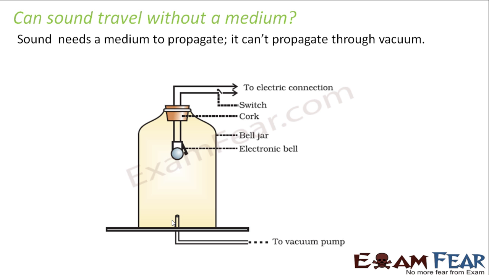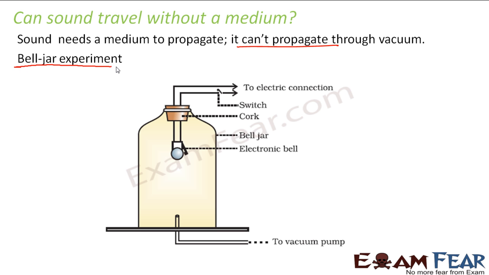The sound needs a medium to propagate. It cannot propagate through vacuum. So that means the presence of a medium is a must for a sound wave. So how was this proved? To prove this, an experiment was performed, which is popularly known as the bell jar experiment. So what was this bell jar experiment?